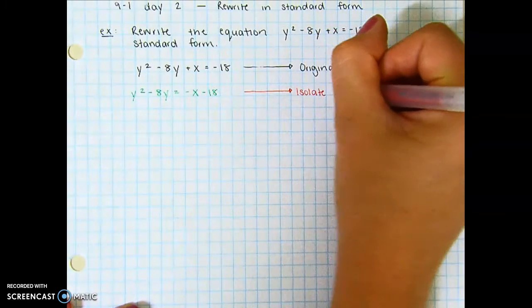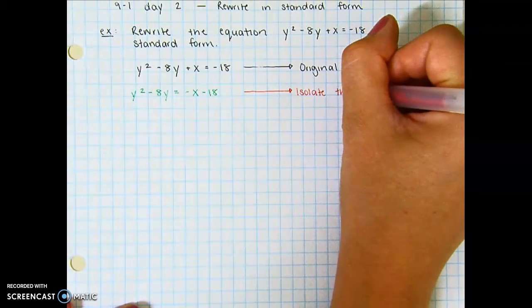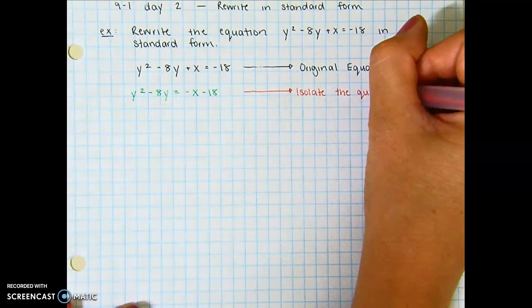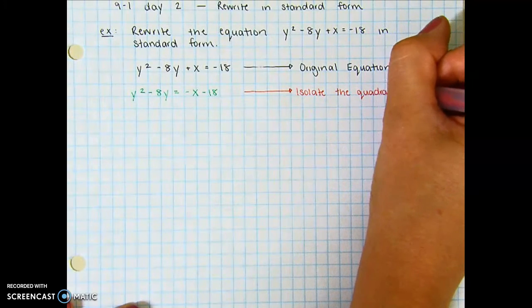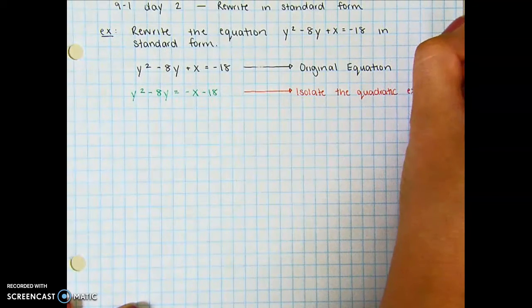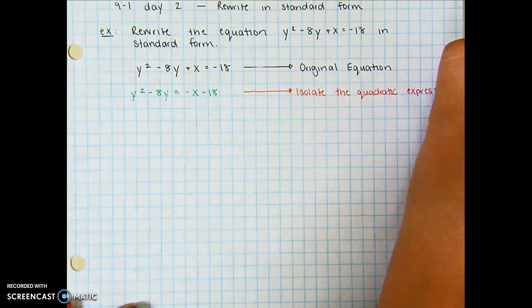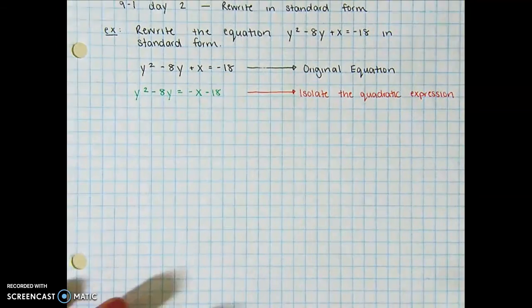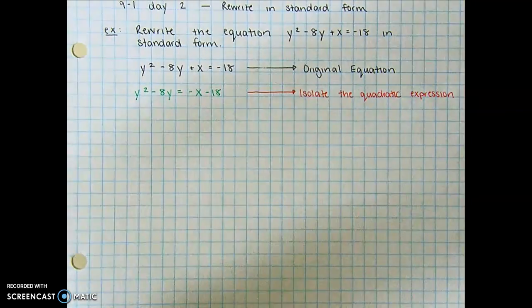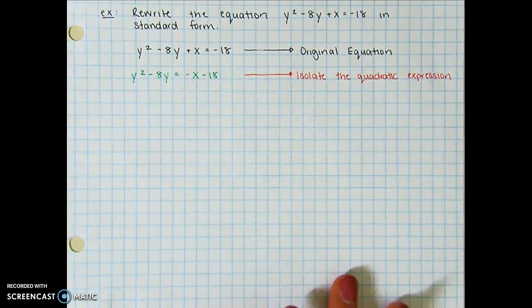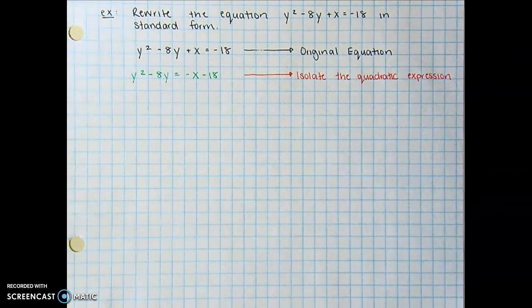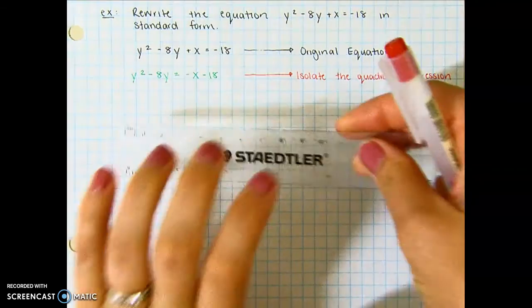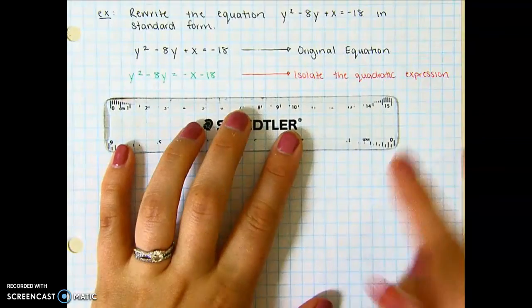So first isolate the quadratic expression. Remember, this is going to depend. Is it x squared or is it y squared? Okay. Now, the next step, we don't actually need for this problem, but I would like you to write it down anyway.